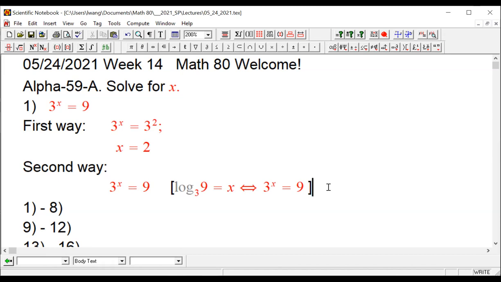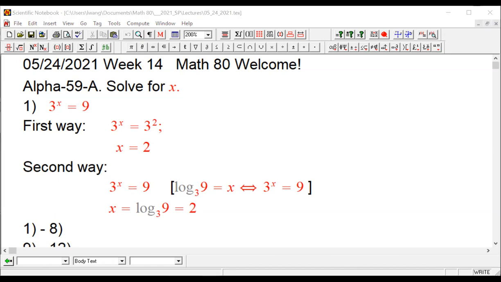So by definition, we got X equals log base 3 of 9. And of course, we know that equals 2, right? We've done that before. Any questions so far? No? Okay.